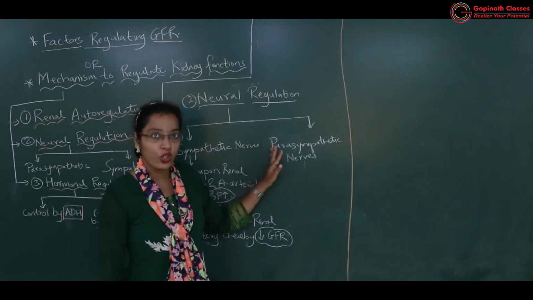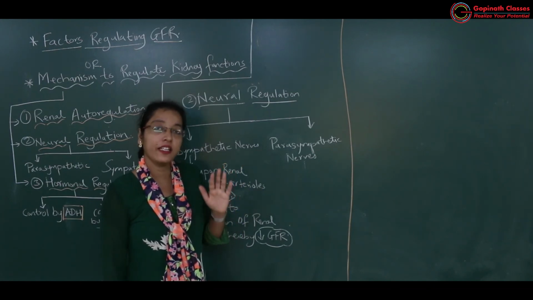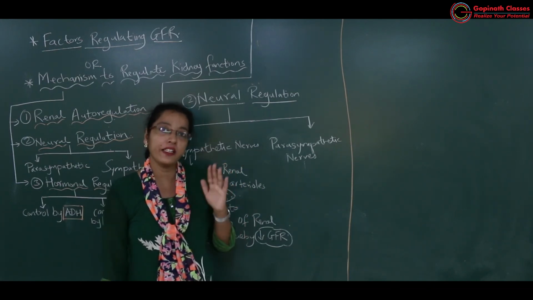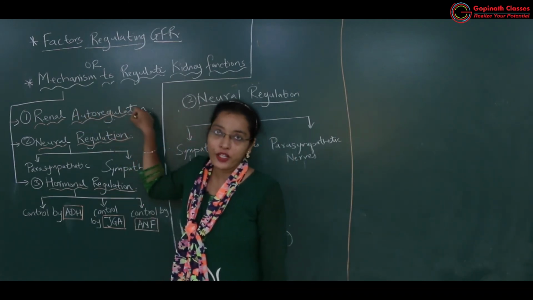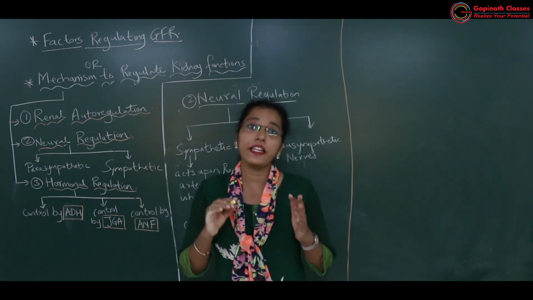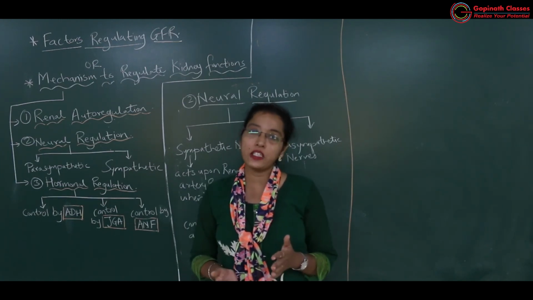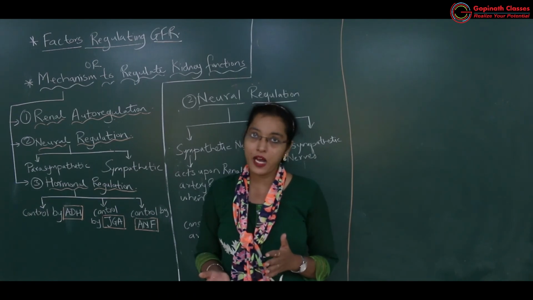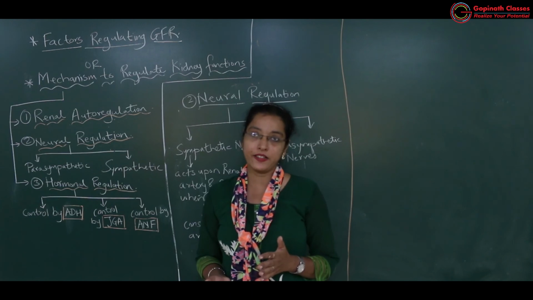Parasympathetic, as I told you, there is no evidence of innervation of parasympathetic nerves in the kidney. Reason behind this is that renal autoregulation is seen, meaning the kidney can on its own regulate the GFR rate by myogenic mechanism and tubuloglomerular mechanism.